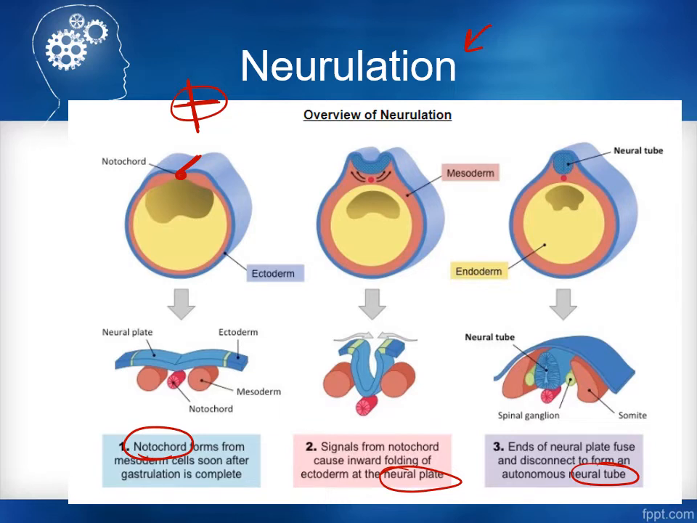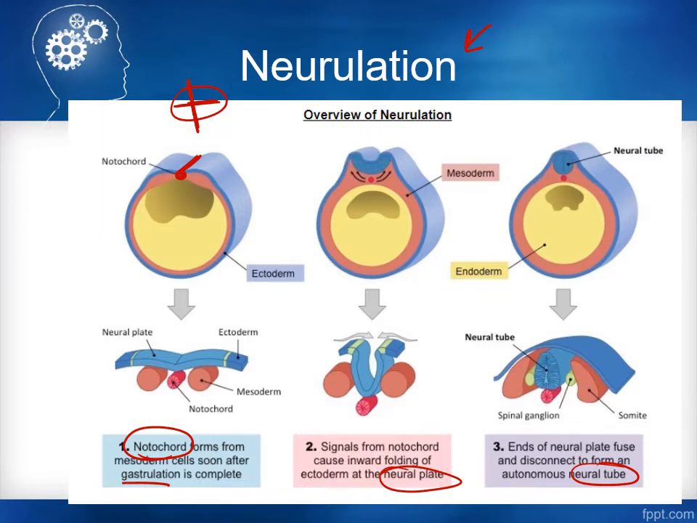Notochord is a little bit of a mesoderm that starts to form right after gastrulation, that dip starts to happen. The notochord is going to send chemical signals out, which is going to cause the ectoderm, in blue here, to fold up, and then it's going to keep on folding, and eventually it's going to merge like this.